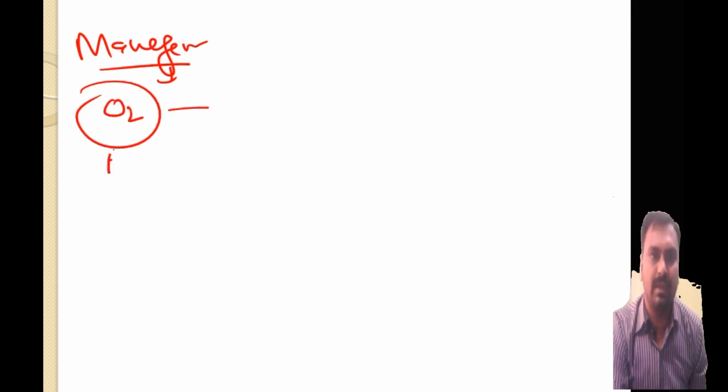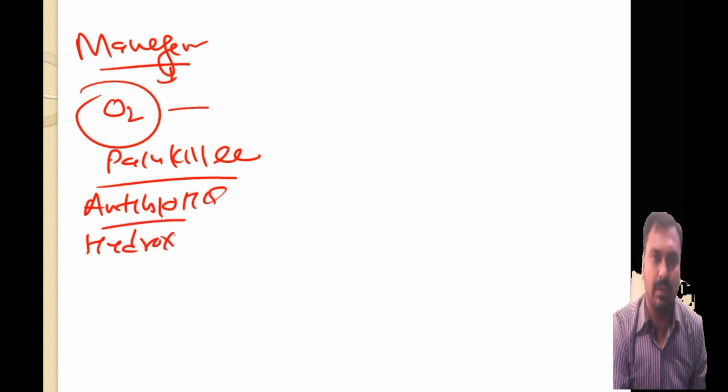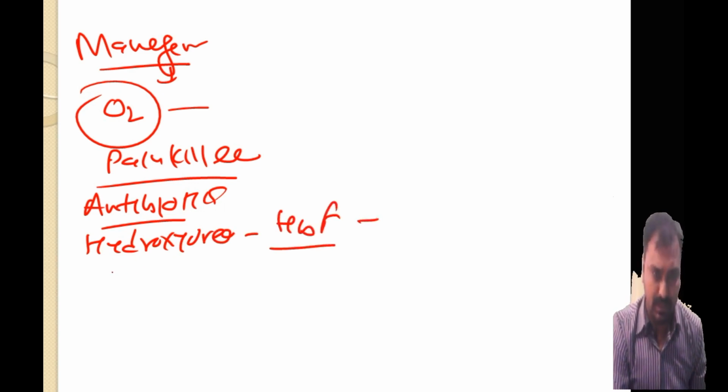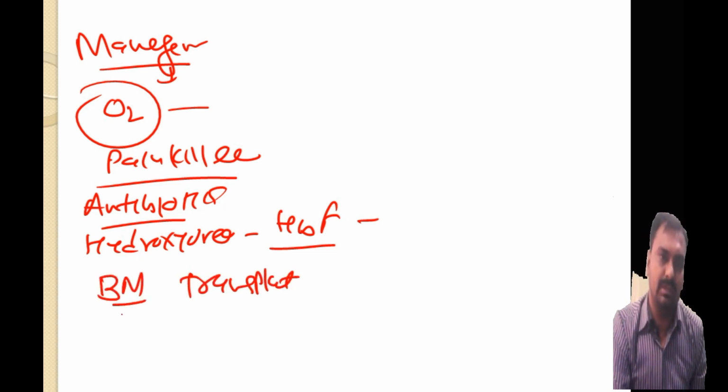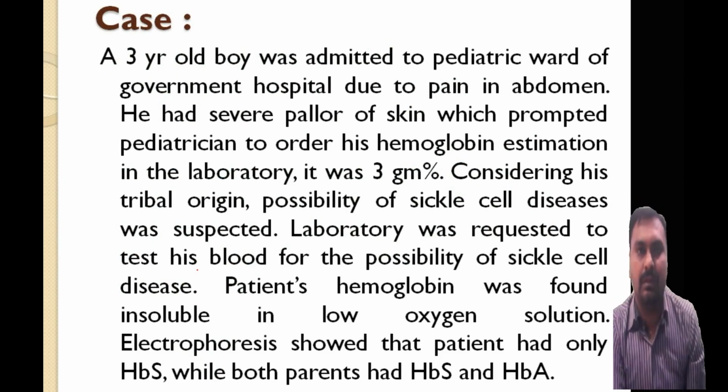And how can we manage a patient of sickle cell? At the time of crisis, we have to give oxygen, we can give painkillers, and we can give antibiotics. Hydroxyurea we can also give, which will increase fetal hemoglobin in place of sickle. Ultimately, bone marrow transplant or gene therapy in the future. Now we see one case.